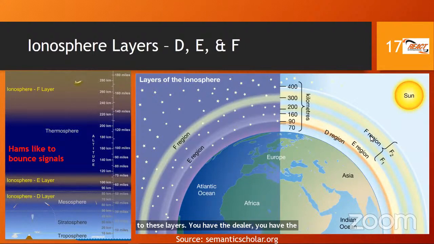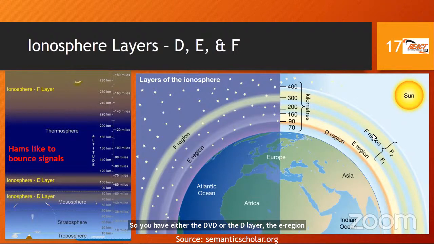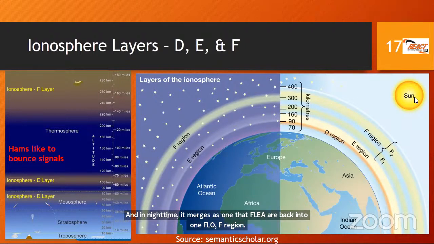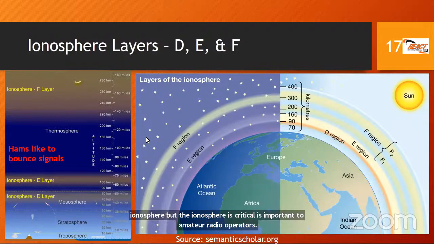And sometimes in the daytime, that F layer splits into two, the F1 and F2. Sometimes they call them regions, right? So you have either the D region or the D layer, the E region or the E layer, and you have the F region or the F layer. And in the nighttime, it merges as one, that F layer, back into one F layer or F region. In the daytime, it splits into two because of the sun, and we'll come a lot more into how the sun affects the ionosphere. But the ionosphere is critical, is important to amateur radio operators. So we'll be discussing the ionosphere in more detail in some upcoming slides.